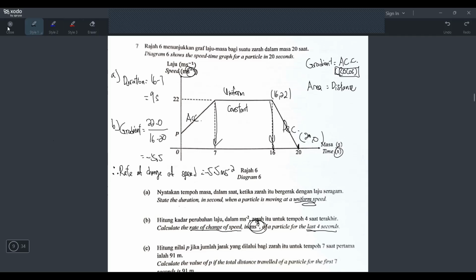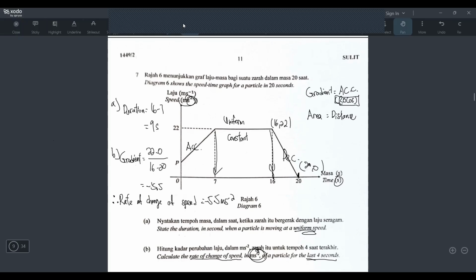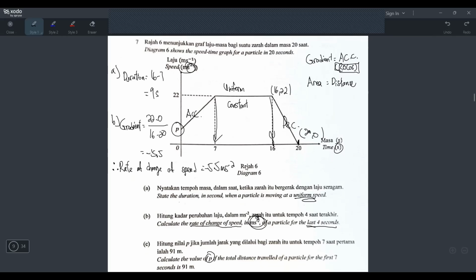Excuse me. Sorry. Okay, let's go to C. C is what? Where should I do it? I think I can do it here, right? So okay, let's read the question first. C says what? Calculate the value of P. Oh, I'm sick. Calculate value of P. This one, P. If the total distance traveled for the first 7 seconds is 91 meter.